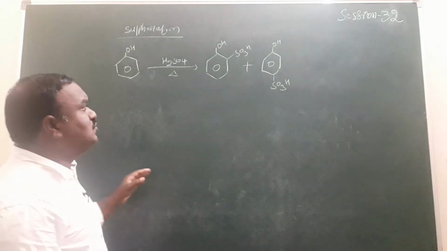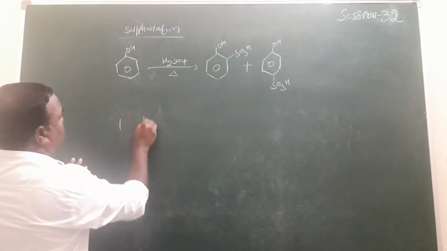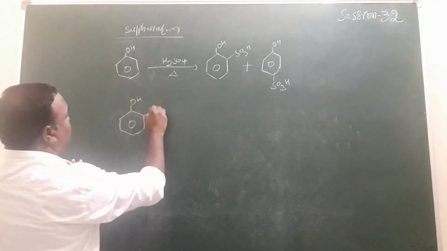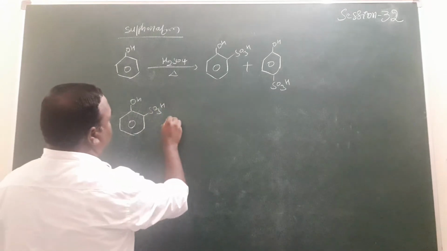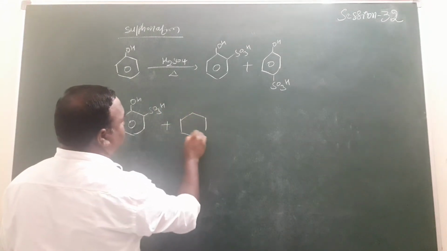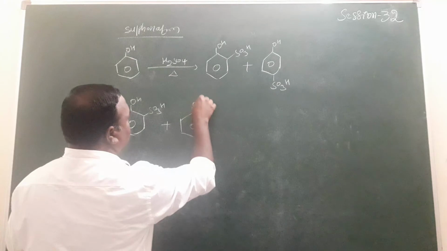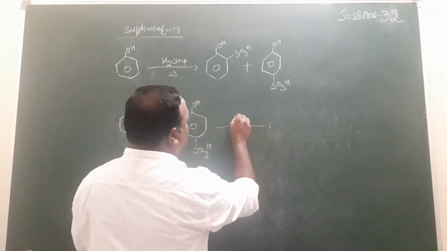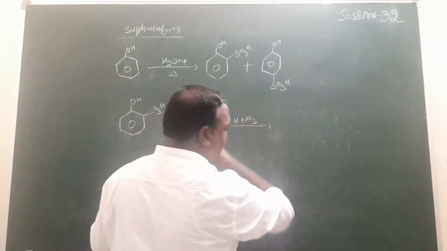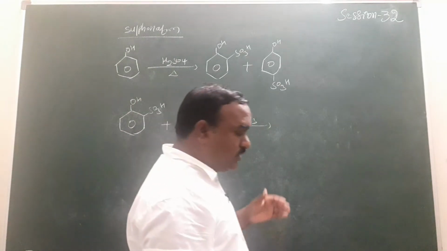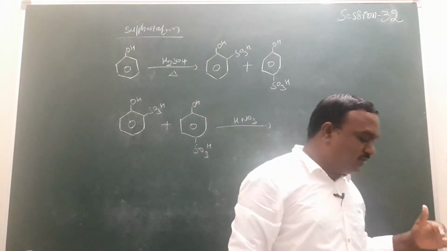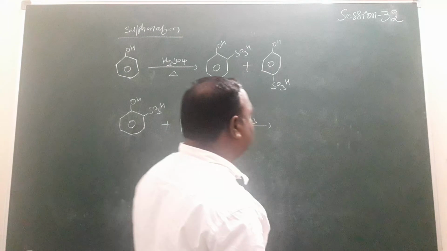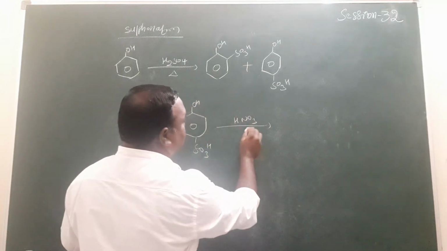Wherever the SO3H group is there, orthohydroxybenzene sulfonic acid, parahydroxybenzene sulfonic acid, benzene sulfonic acid SO3H. Further nitration is given in the presence of concentrated HNO3. So concentrated HNO3 is given.